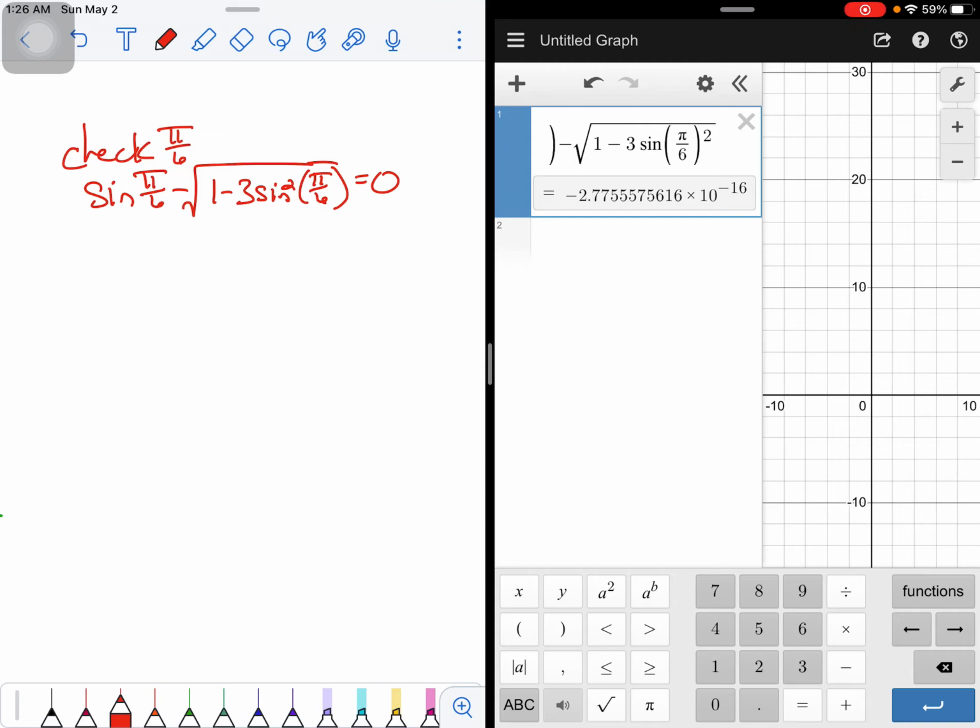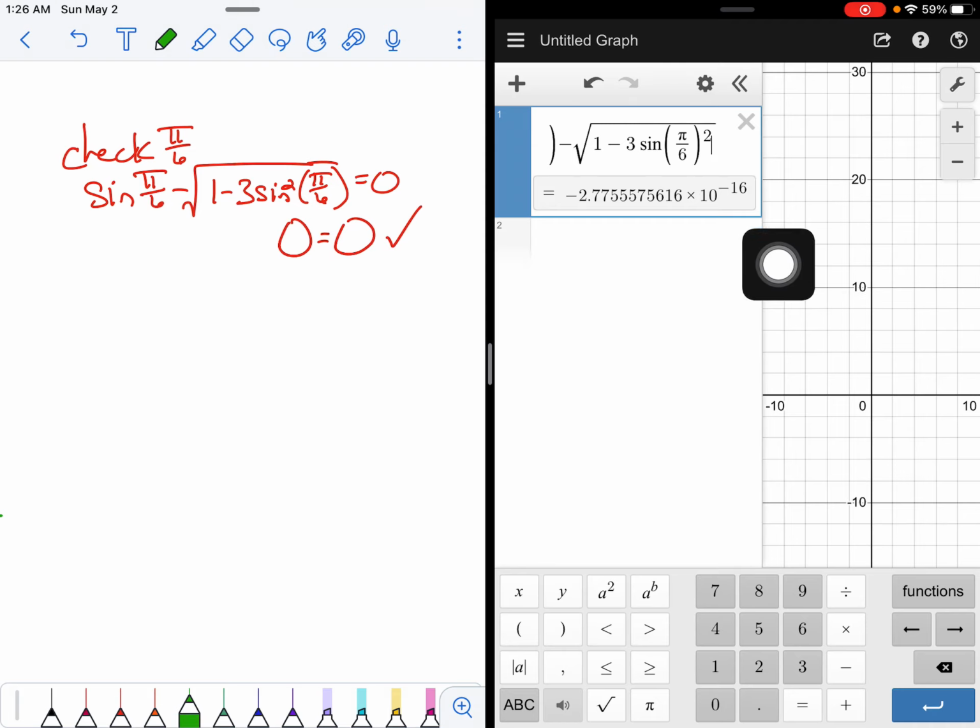Now, this is where you have to know the calculator pretty well. This mess is a teeny tiny little itty bitty negative value. If you remember scientific notation, the decimal point right here between the 2 and the first 7 is going to move 16 places to the left. So it is a teeny tiny little number. In fact, it is so close to 0 that your calculator is trying to tell you it actually is 0.